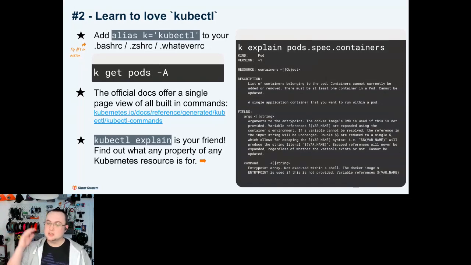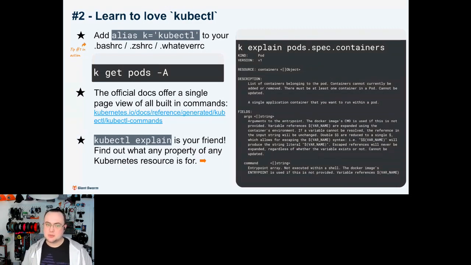There's a really good single page website that gives you detailed information of all the commands and all the flags and all the kind of options you can have for each of them. It's a great way to go in, Control F, and then find what you're wanting to work with. But there's also kubectl explain.